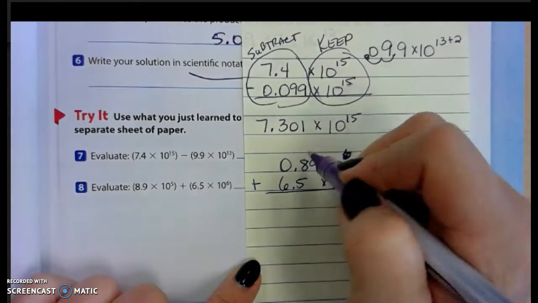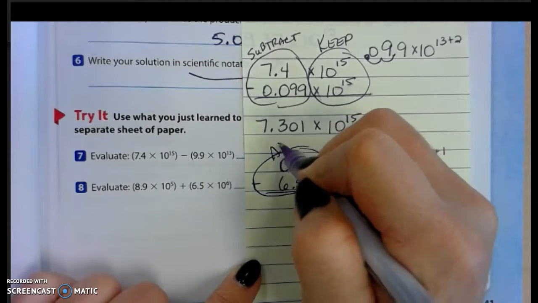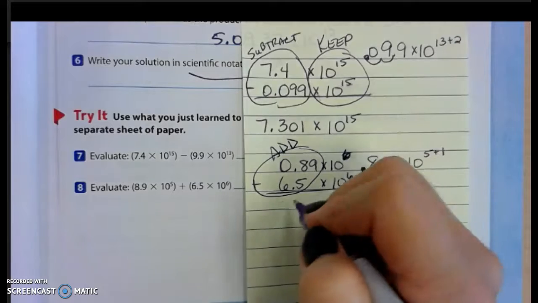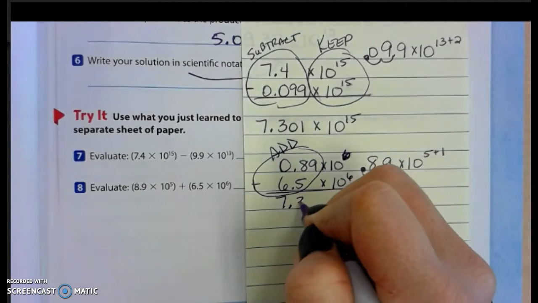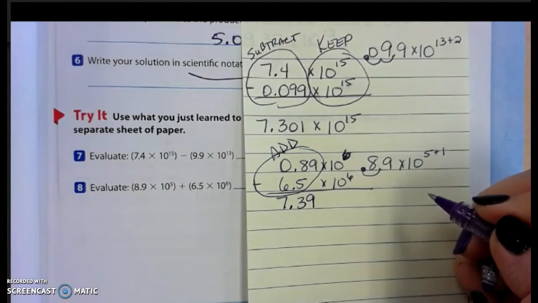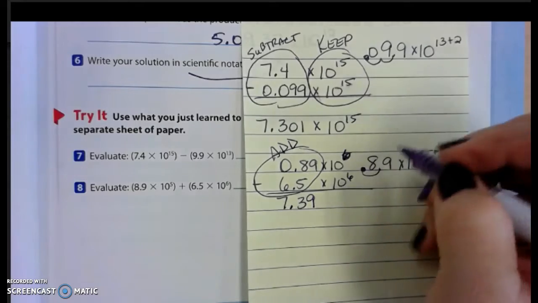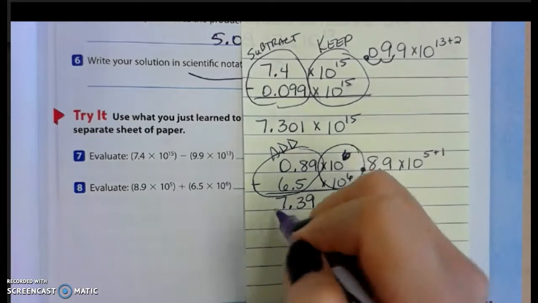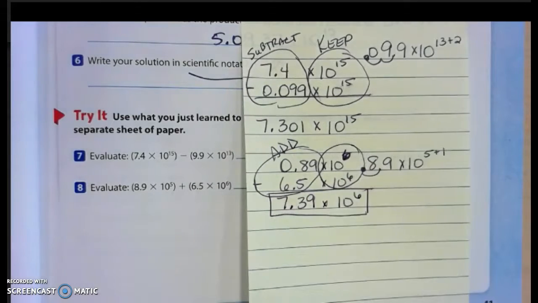We're going to add the constants, 6.5 and 0.98 makes 7.48. And then we are going to keep the base 10s the same. So our answer is 7.48 times 10 to the 6th. Oh, don't close them.